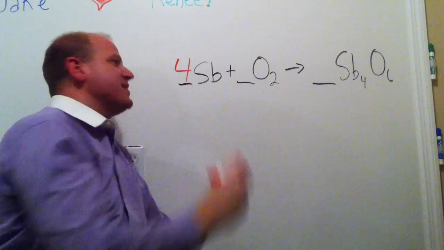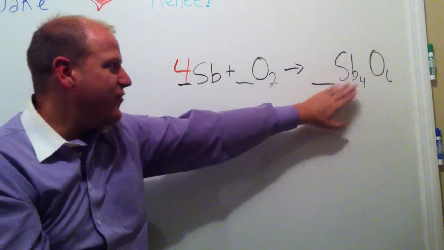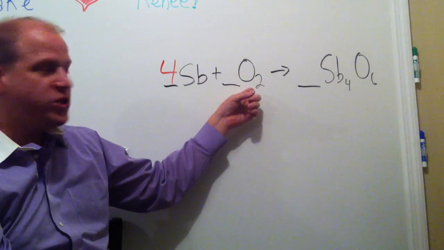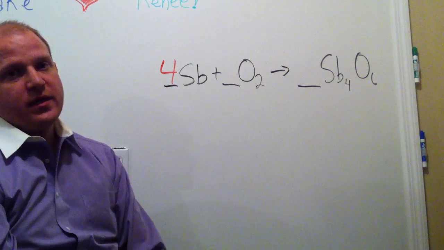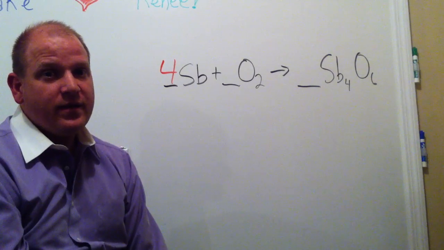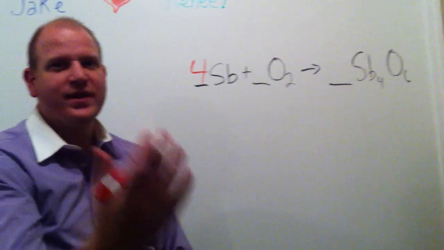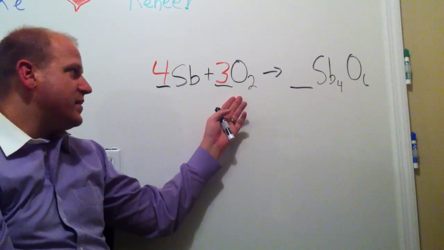So we've got 4 SB on our reactant side now. We've got 4 SB on our product side. Now let's take a look at our oxygen. We've got 2 oxygen on our reactant side. We've got 6 oxygen on our product side. What do we multiply that 2 by to get 6? I just gave away the answer. You multiply it by 3. So now we've got 6 oxygen.